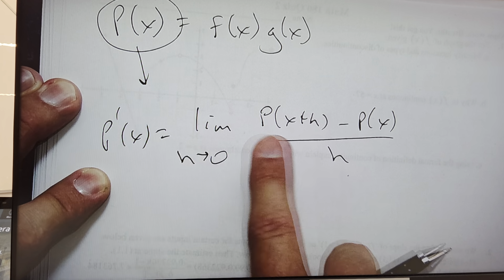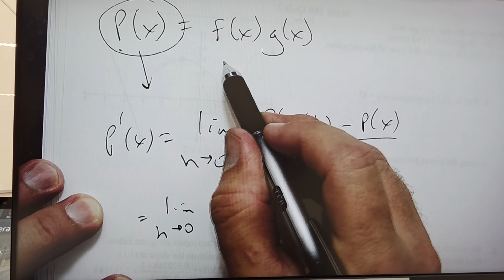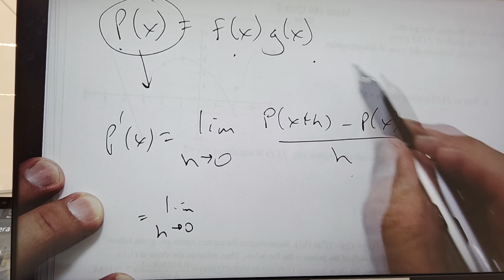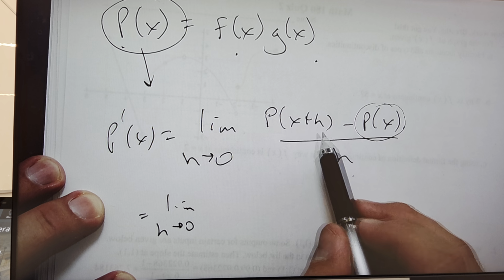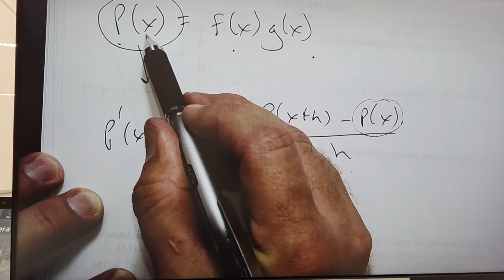What is P of x plus h? What's P of x? F of x, g of x. That's what I'm going to put here, yes? What's P of x plus h? Don't overthink it. What's P of 7? F of 7 times g of 7. What's P of x plus h? F of x plus h times g of x plus h.